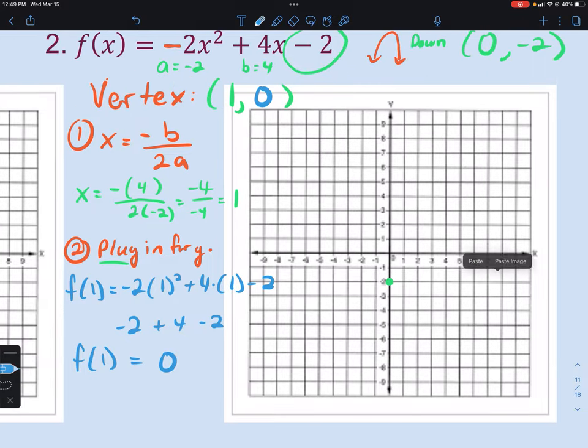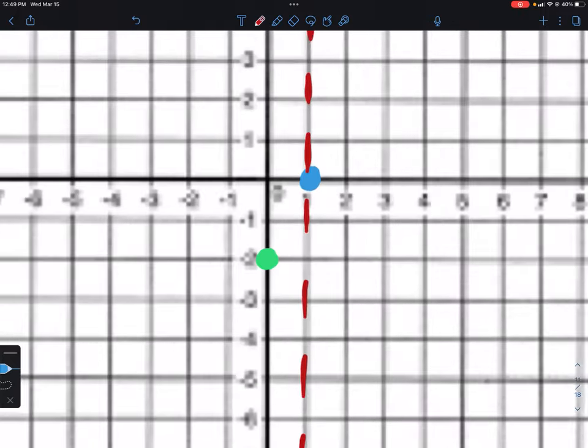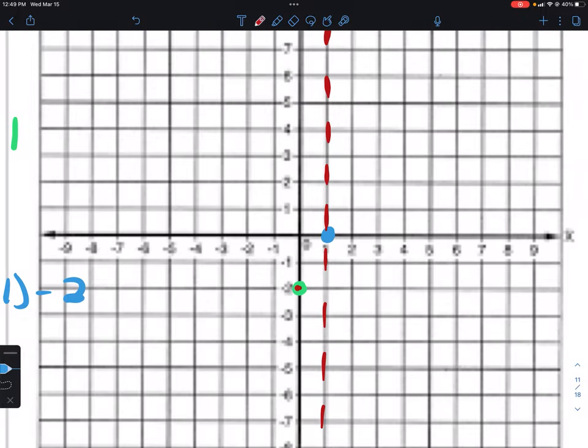So at 1, x is 1, so that's right here. And we know this is going to point down. And I can actually use my axis of symmetry, which is going to go through our vertex. I'm going to choose red. Thank you. It's going to go through our vertex. So I can get another point. Here's my y-intercept, right? Its reflection is going to be on that side.